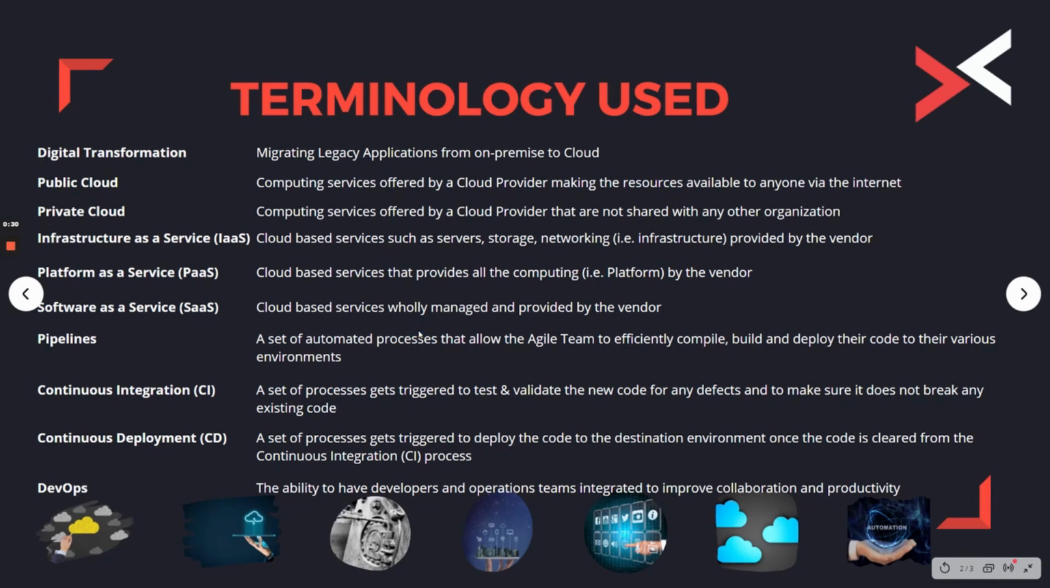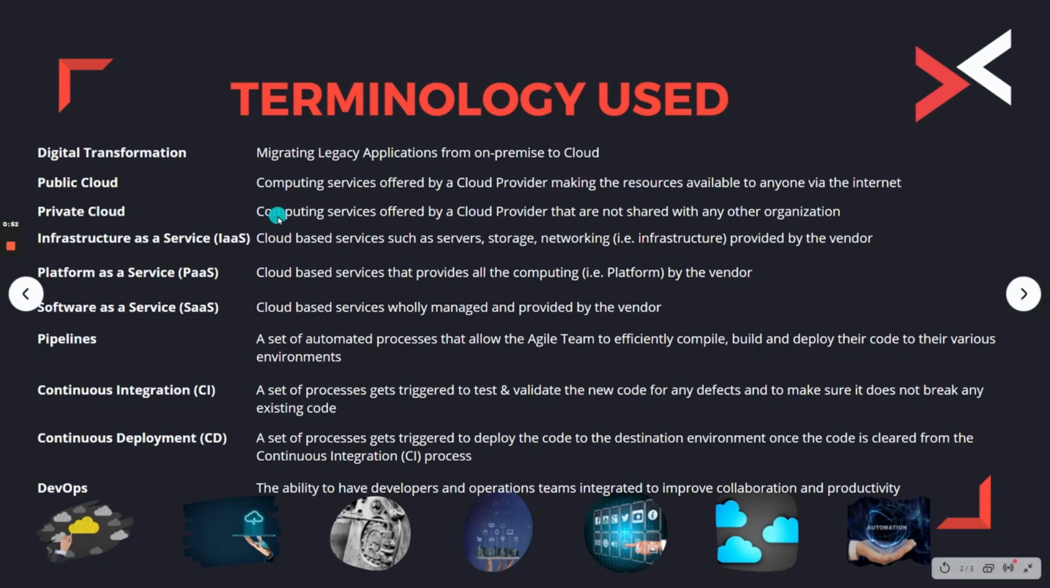So digital transformation, we said, is a migration of legacy application, which means they're sitting on a mainframe and they have been moved from on-premise to the cloud. On the cloud, we talked about there are many cloud providers out there, but we talked about three major cloud providers like Microsoft Azure, Amazon AWS, and GCP from Google. So we talked about what is public cloud.